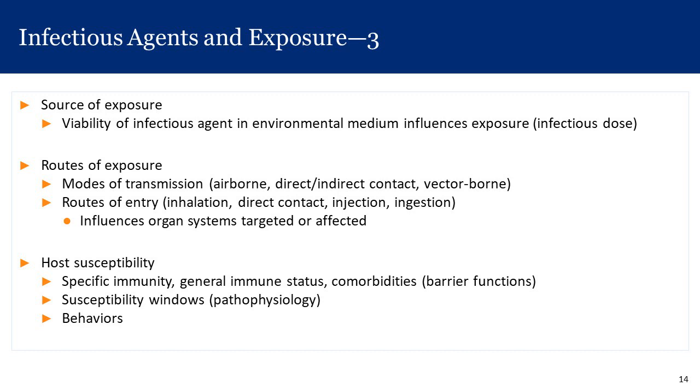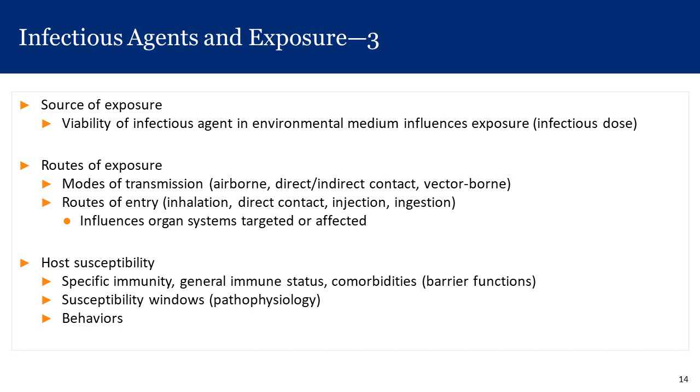This can refer to specific immunity, such as from prior vaccination or natural exposure, meaning that someone is immune to a particular strain or kind of infectious agent. But it can also rely on general immune status. And so, for example, as people age, they may lose some of their general immune responses, and that might make them more susceptible to certain kinds of infectious agents.